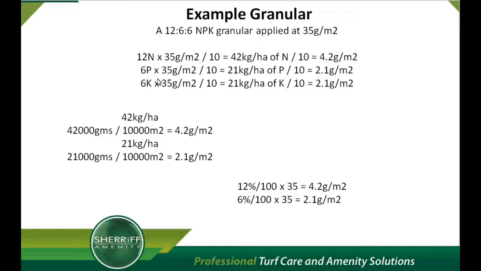Repeat for phosphate and potassium. 6 times 35 grams per meter squared divided by 10 equals 21 kilograms per hectare, and then divide by 10 again equals 2.1 grams per meter squared.